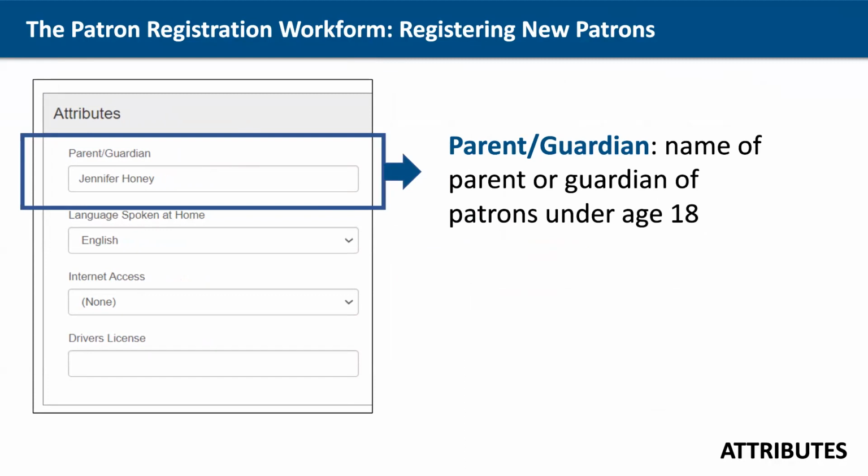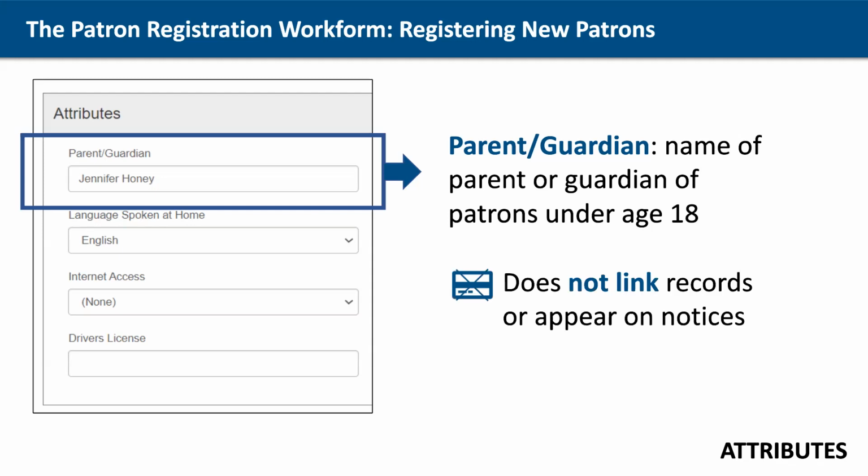So the parent guardian field, this should be pretty obvious. It's to record the parent or guardian name of patrons under the age of 18. This field is used pretty much just for staff reference. It does not impact circulation rules at all. It also cannot populate things like overdue notices or hold notices. It does not link records together. So again, it's pretty much just for staff reference.